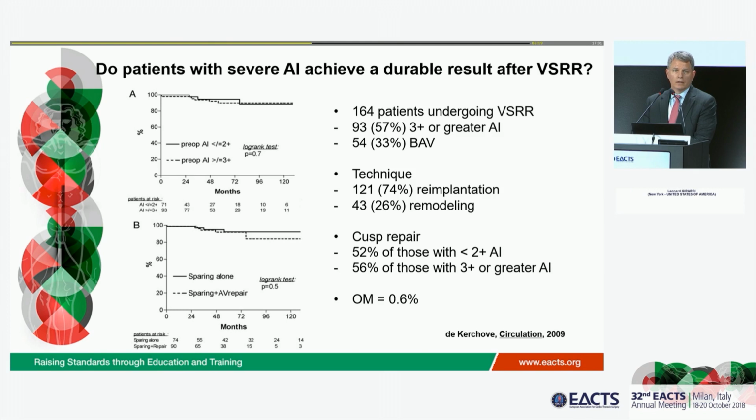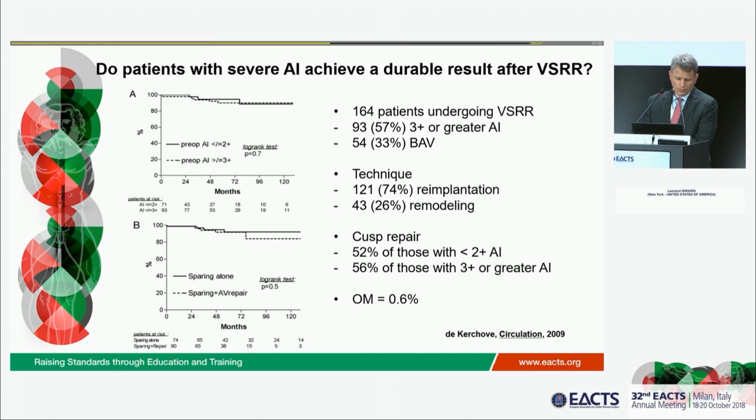The group from Brussels, Belgium, looked at 164 patients undergoing valve-sparing surgery. About half of those, 57%, had 3+ or greater AI when they went to the operating room. About a third of them were bicuspid valves. The majority had surgery with a reimplantation technique, but 25% or so had a remodeling. And half of these patients or more required cusp repair, regardless of whether they had less than 2+ or more than 3+ AI. Again, operative mortality was outstanding, less than 1%.